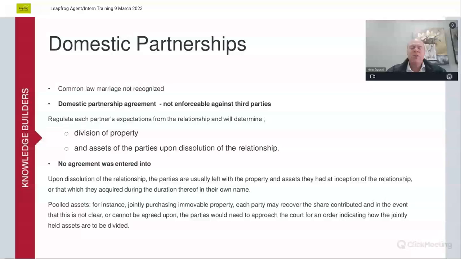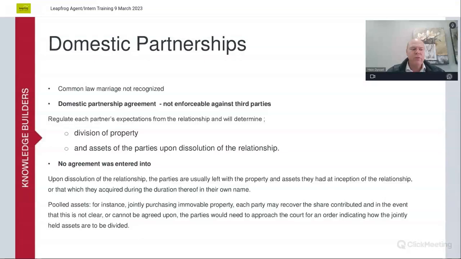So it's important to just understand there's no such thing as a common law husband and wife. They are unmarried. They do whatever they want to do on their own. It's irrelevant, but it's very important to advise them that they should enter into a partnership agreement that deals with their assets and how the assets they have pulled together will be split and divided once the partnership is broken up.